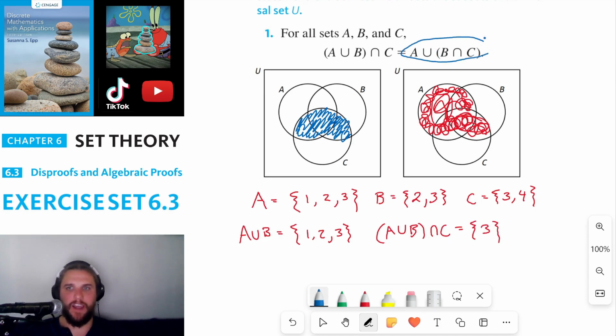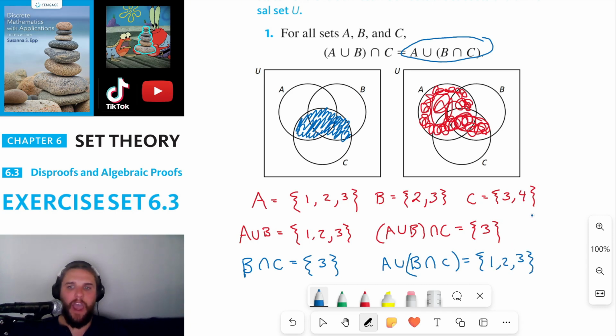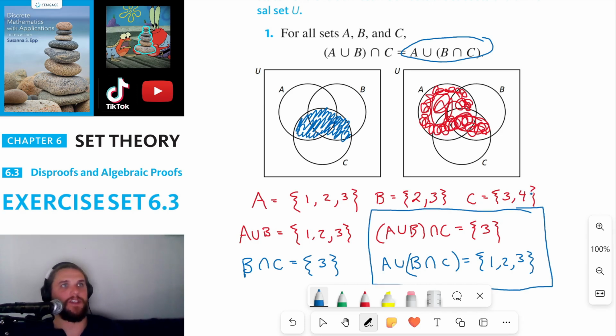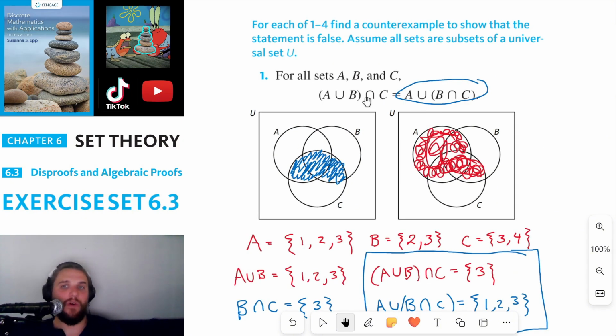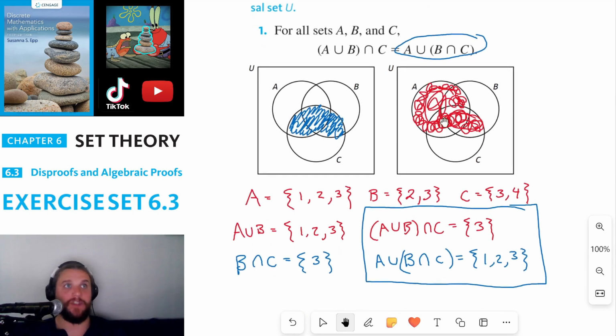The right-hand side here could also be evaluated separately. First, we can evaluate what B intersection C is. This is everything in B and C, which is just 3. And then we can combine that set with A to get 1, 2, 3. And if you notice, these two sets are not equal to each other. There are elements in the blue set here that are not in the red set. And therefore, these two sets cannot be equal for all sets A, B, and C because we have a counterexample.